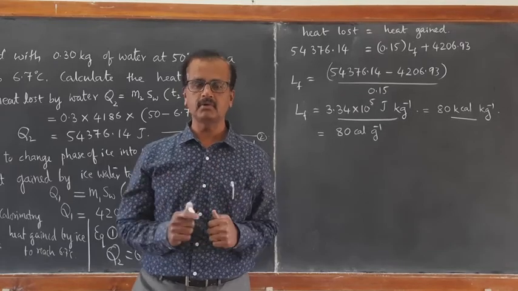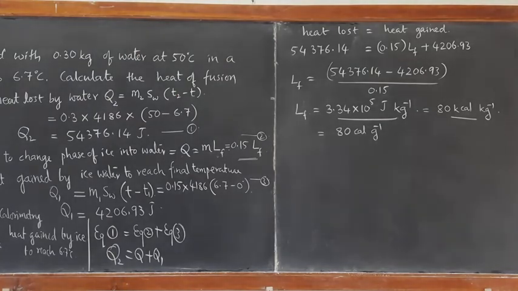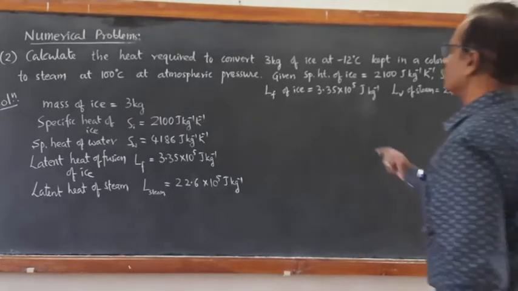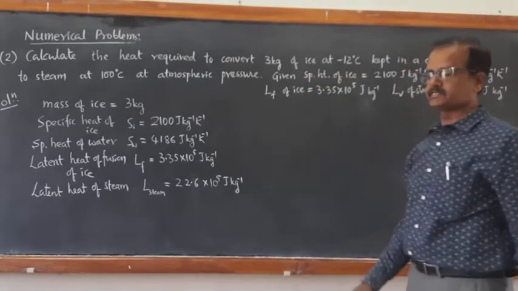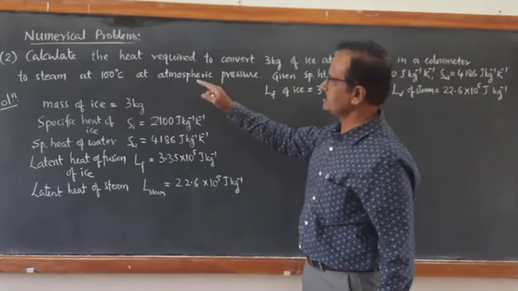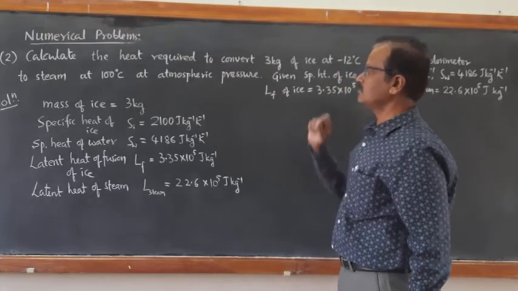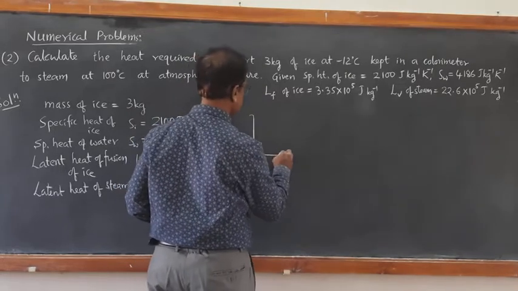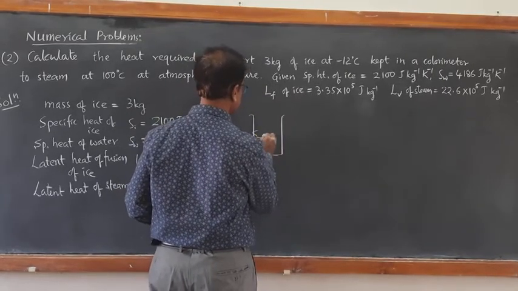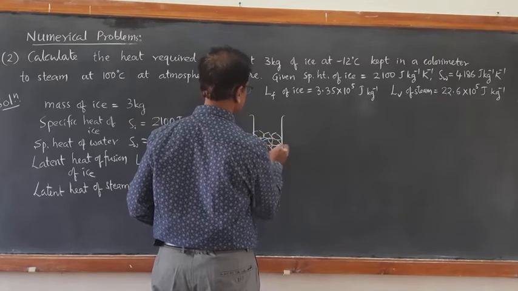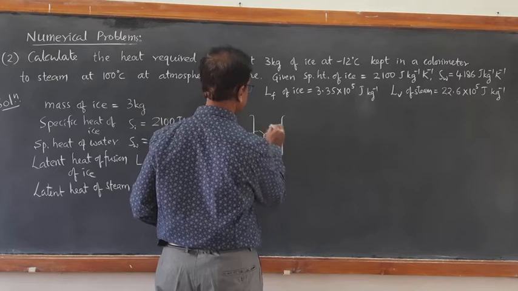Now let us solve one more problem. Look at this another problem. Calculate the heat required to convert 3 kg of ice at minus 12 degrees Celsius kept in a calorimeter to steam at 100 degrees Celsius at 1 atmospheric pressure. So there is ice, 3 kg ice.